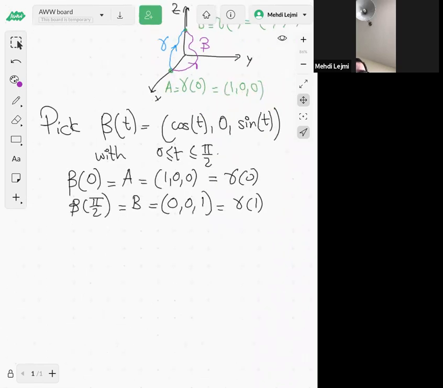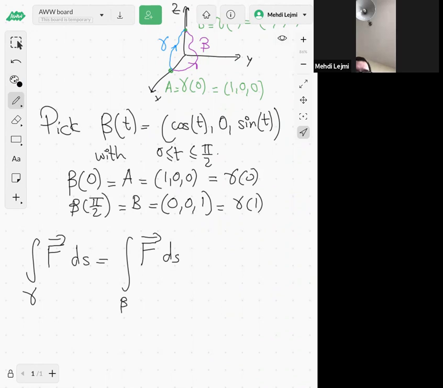So anyway, what we can say here is that the vector line integral of F along gamma is actually equal to the vector line integral of F along beta, right? Because again, here I'm using the fact that F is path independent. So my vector line integral is going to be the same along gamma and beta, because they have the same initial point and the same terminal point, right?